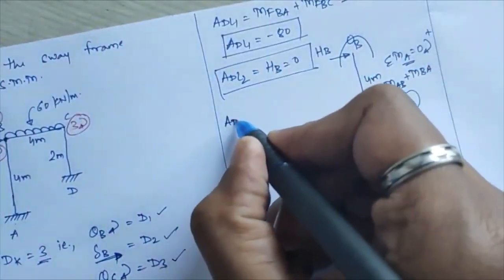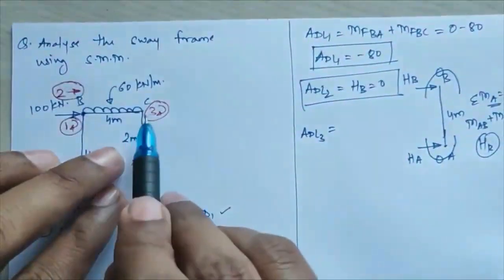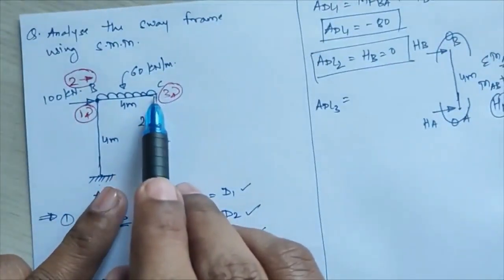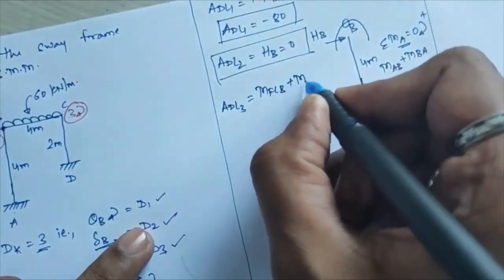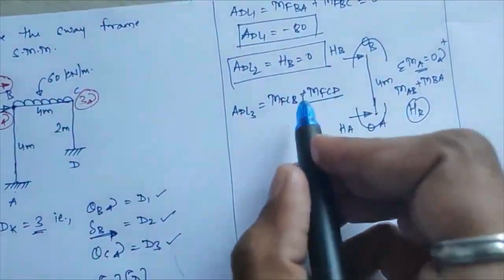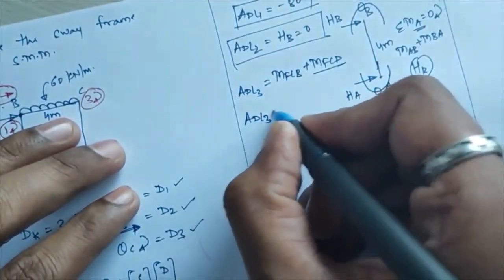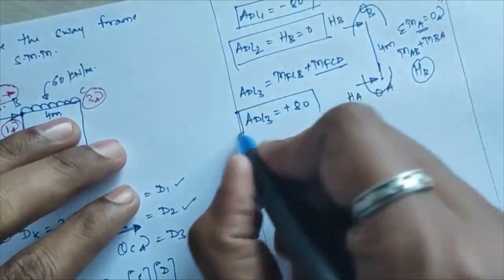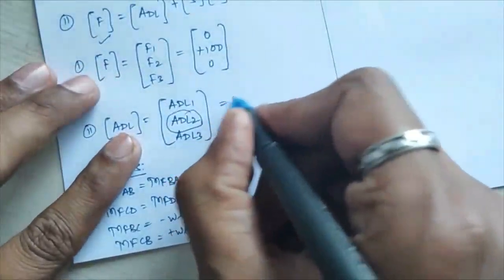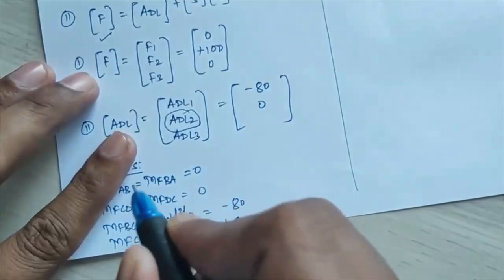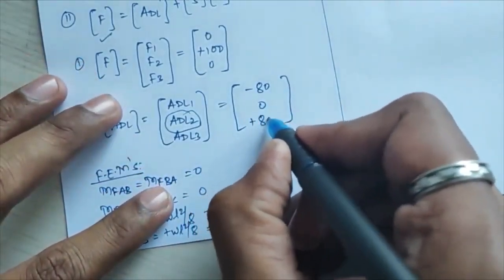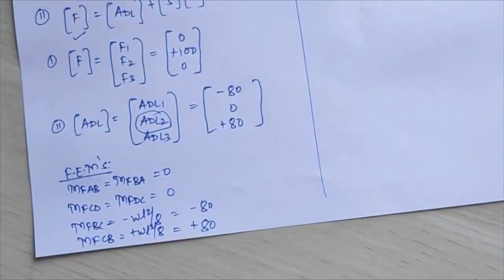Next you have to calculate the ADL3 value. ADL3 will be at your third coordinate, which will be the combination of friction moments of CB and CD, so that will be MFCB plus MFCD. MFCD is again 0 because no loading is provided in CD. MFCB I have got as plus 80. So ADL3 I am getting as plus 80 here. So I'll write those three values: ADL1 I am getting as minus 80, ADL2 I am getting as 0, and ADL3 I have got as plus 80.